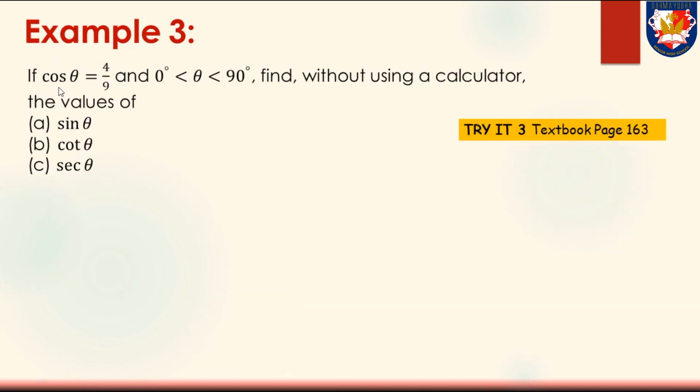Example 3. If cosine theta equals 4 over 9 and theta is between 0 degrees and 90 degrees, find, without using a calculator, the values of sine theta, cotangent theta and secant theta. The solution. Based on the question, the angle theta is between 0 degrees and 90 degrees. And from the question, we obtain that cosine of the angle theta equals 4 over 9.